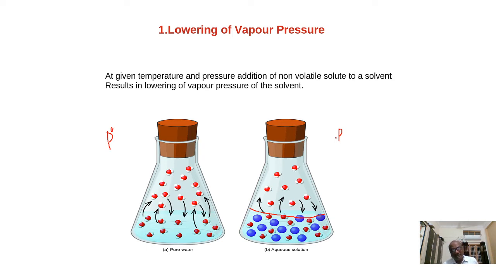The number of solvent molecules present on the surface of the solution will further decrease, because most of these places on the surface of the solution are taken. Not only the surface, it will be distributed homogeneously throughout, but if we observe the surface, the number of solvent molecules further decreases, so the rate of evaporation decreases, so the lowering of vapor pressure increases. Means as the number of solute particles increases in the solution, the P naught minus P difference will increase.